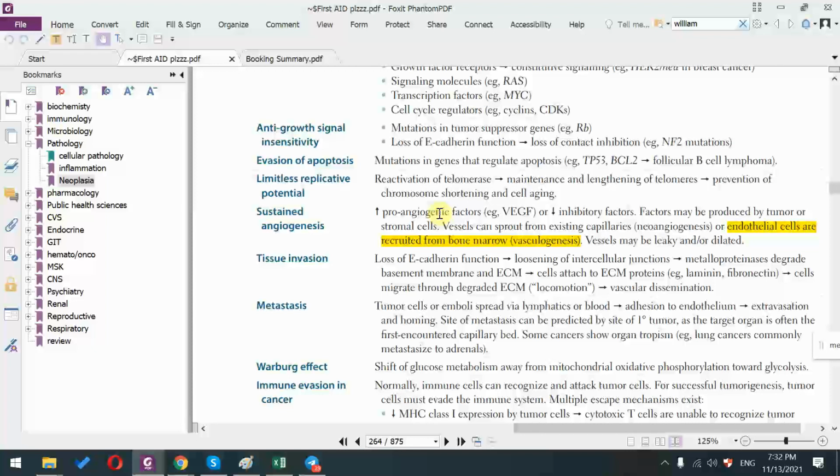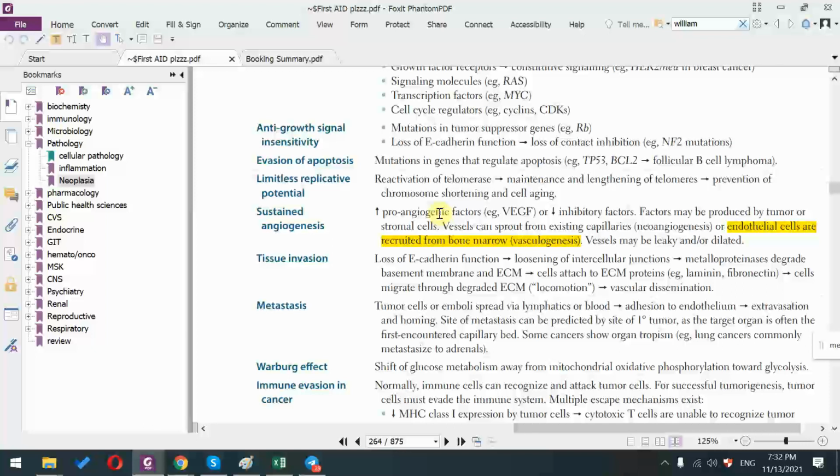Okay. Endothelial cells are recruited from bone marrow, meaning some endothelial cells come from the bone marrow to make big vessels. That's the difference: there is making of capillaries and there is making of big vessels. The big vessels come from endothelial cells that have been recruited from the bone marrow and went outside.